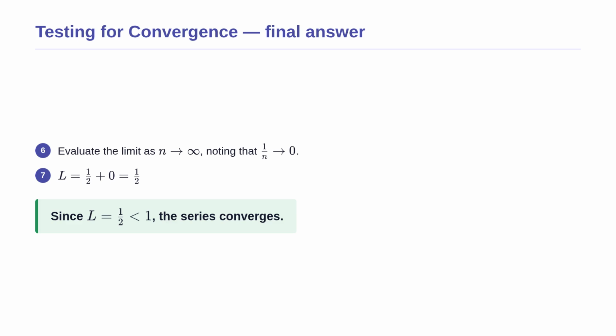Now we evaluate the simplified limit. As n grows infinitely large, the fraction 1 over n shrinks down to exactly 0. The constant 1/2 remains completely unaffected by the changing n. Adding these together, our final limit L is exactly 1/2. Since 1/2 is strictly less than 1, the test conclusively tells us that the series converges. Physically, the pieces shrink so rapidly that their accumulated sum safely settles at a finite number, rather than growing out of control.